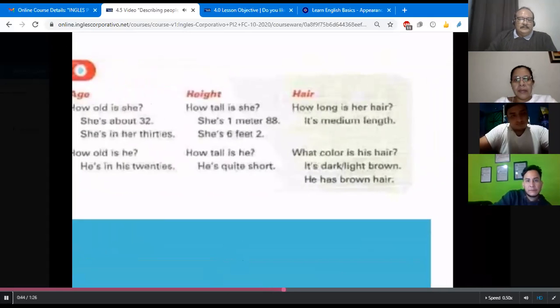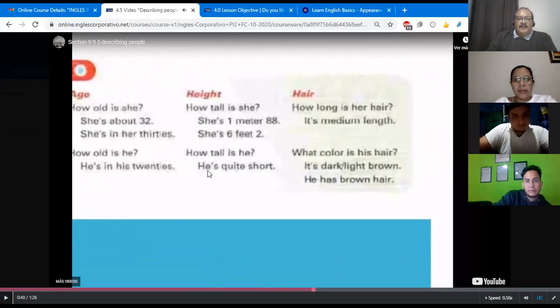Height. How tall is she? She's 1.88 meters. Here, probably, this is the one that we use. In the United States, more common is she's 6'2", which is more or less 1.88 meters too. We don't feel comfortable with this one, probably, but if you know how to use it, no problem. You can use both.